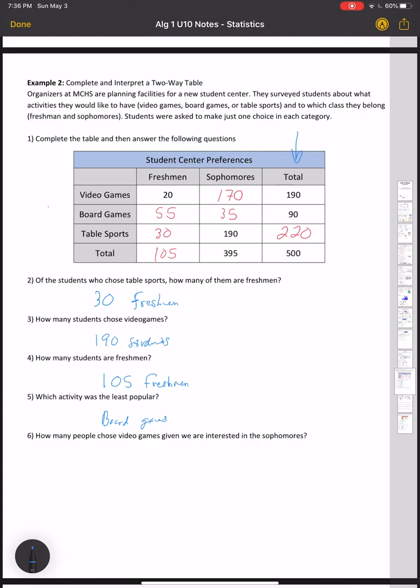And then the next one is saying how many people chose video games given you're looking at sophomores. We are interested in sophomores. So we're just looking at the sophomores. How many of them chose video games? 170 sophomores did. Okay? So that is no probability there, no percentages. We were just looking at the table, answering those questions, making sure we were reading carefully.